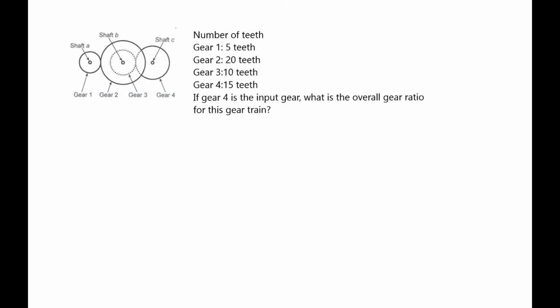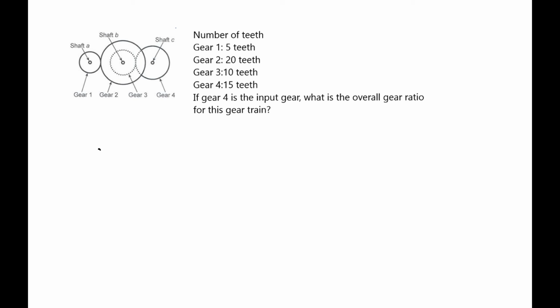Alright, last one we'll do together. This is a gear train problem. So we have 4 gears here, and none of these are idle gears because these two are on the same shaft. If gear 4 is the input gear, what is the overall gear ratio for the gear train? Gear 4 has 15 teeth. So what we're going to do is find the gear ratio between 4 and 3, and the gear ratio between 2 and 1, and then multiply them together to get the total gear ratio.